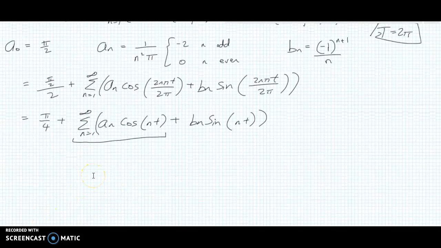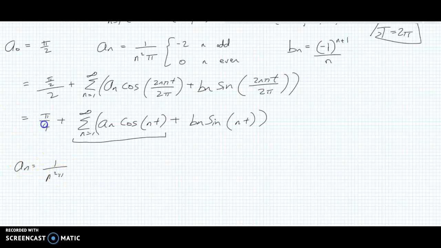So now I'm just going to examine the an cos nt bit here, from n equals 1 to infinity. So an, what's an again? An equals 1 over n squared pi multiplied by minus 2 when n is odd, and multiplied by 0 when n is even. So the whole thing is going to go to 0 when n is even. And cos nt, that's okay.